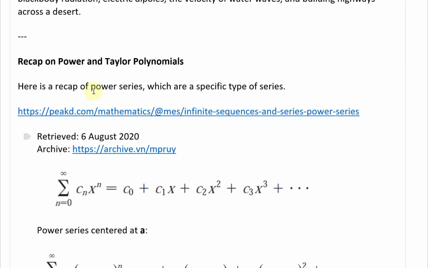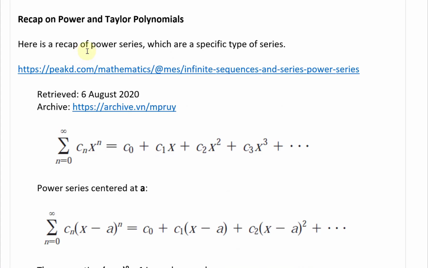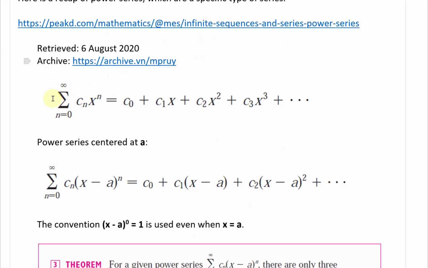So now let's look at a recap on power series and Taylor polynomials. Here's a quick recap of power series, which are a specific type of series. A power series looks like this.